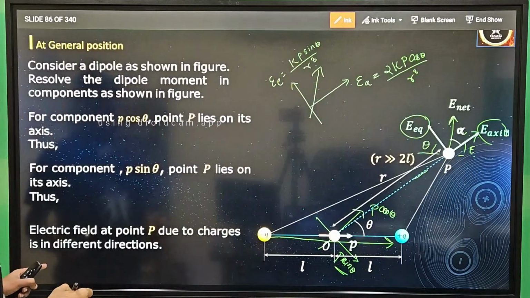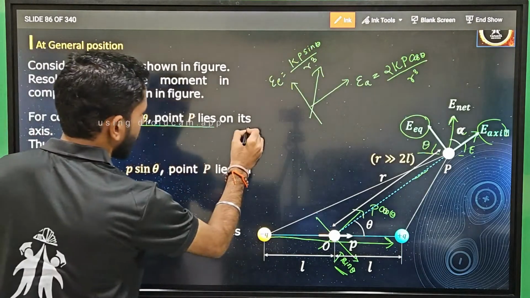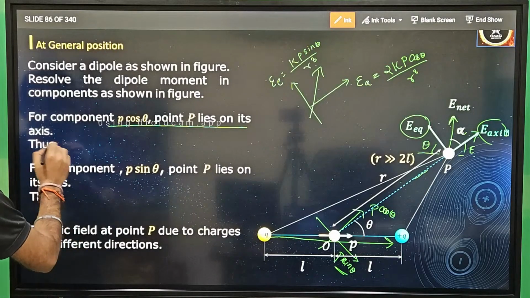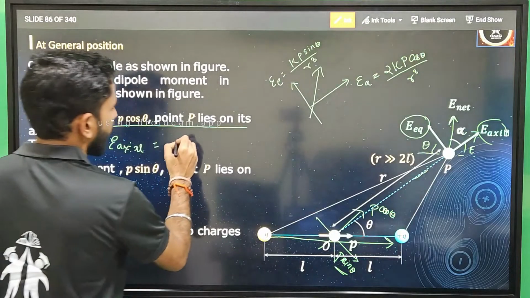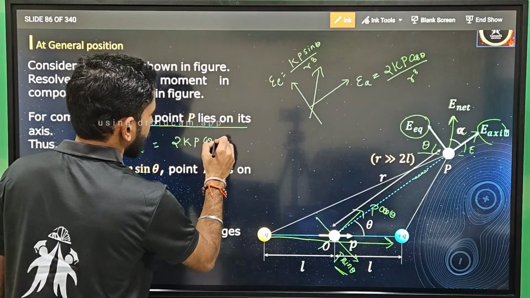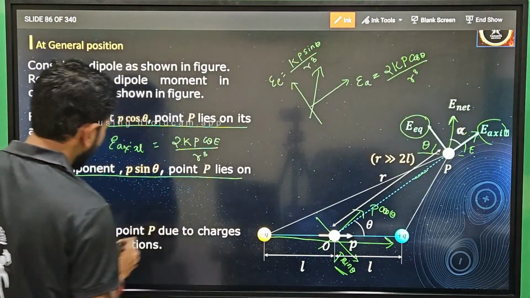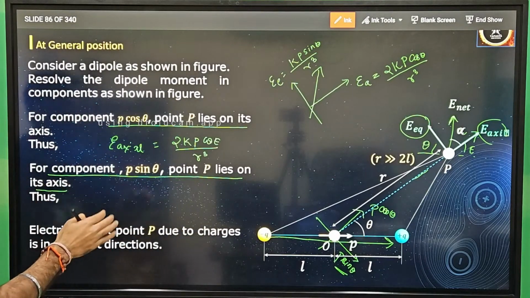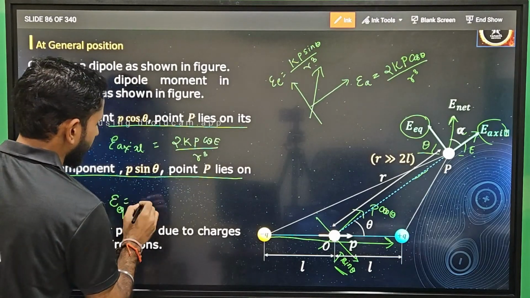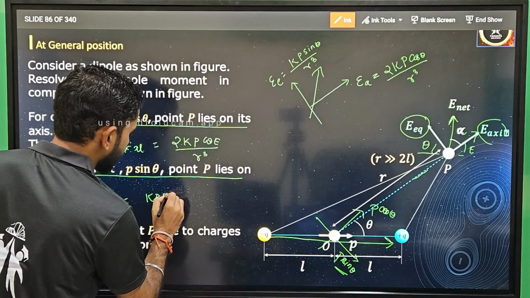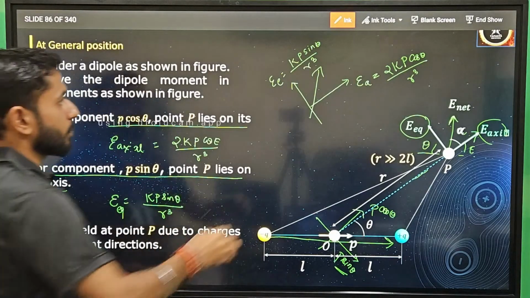Let's move to the next point. Let's complete this also. For component p cos theta, point P lies on its axis. Thus, the electric field due to axial position, you will write the component 2kp cos theta divided by r cube. And for component p sin theta, point P lies at its equatorial point, and the electric field that you will write due to the equatorial point is kp sin theta divided by r cube. Correct? Now let's move to the next page.